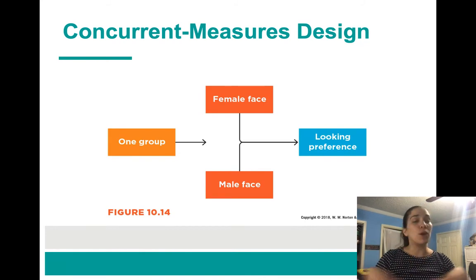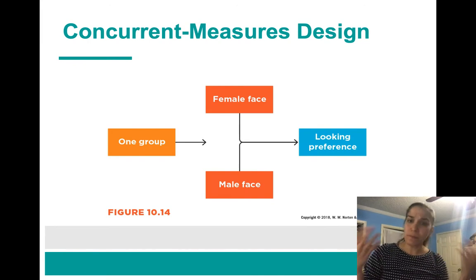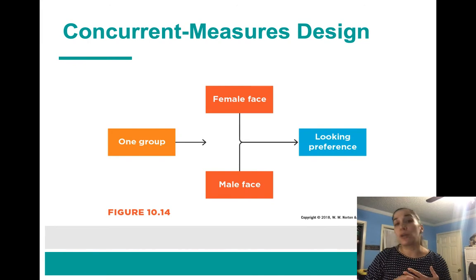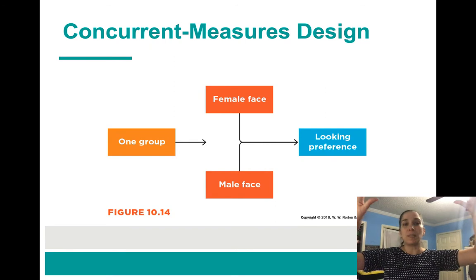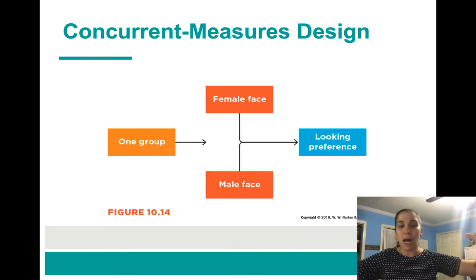So let's say you have one group of participants and you wanted to see their looking preference. This is very common in preferential research or decision-making research, to see where people automatically look first. And so what you do is, let's say you want to see if they prefer to look at a male face or a female face. You present both faces at the same time, and then you see where they look.